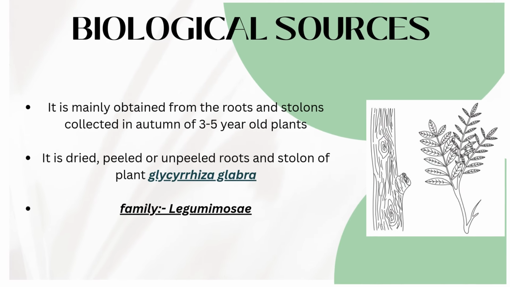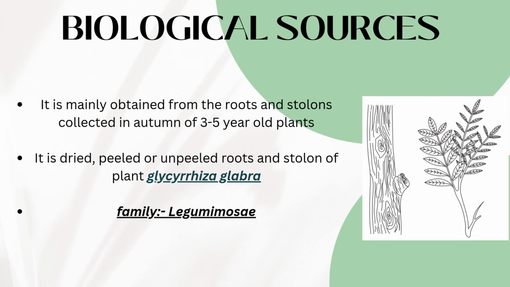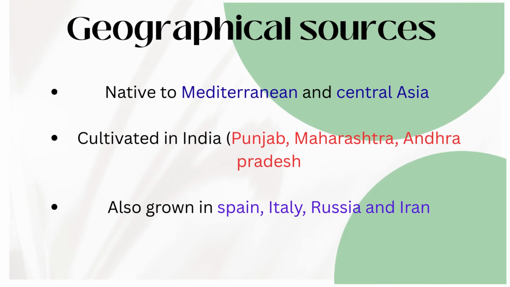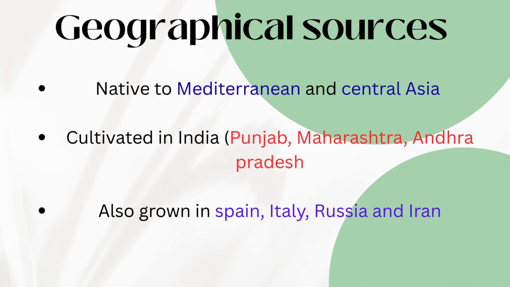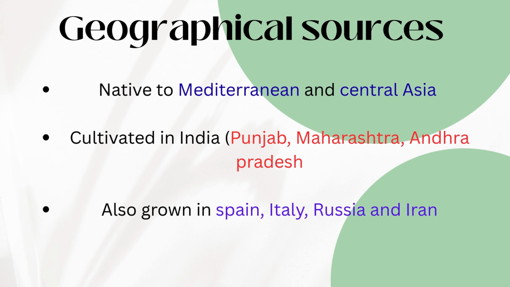Liquorice is obtained from the dried roots and stolons of the plant Glycyrrhiza glabra. The plant is a perennial herb and its roots are collected, dried, and used as the main source of the drug. Now, the geographical sources. The plant is native to the Mediterranean region and Central Asia. It is widely cultivated in several countries, including Spain, Italy, Russia, and Iran, which are major producers. In India, it's cultivated in regions like Punjab, Maharashtra, and Andhra Pradesh.